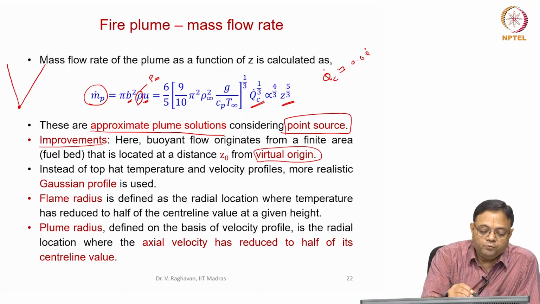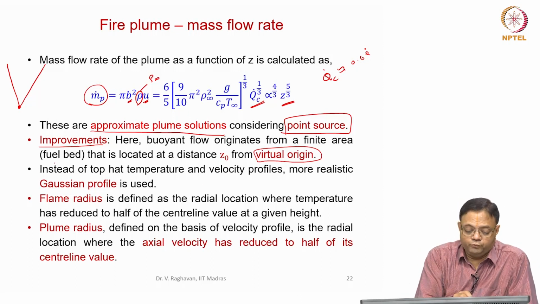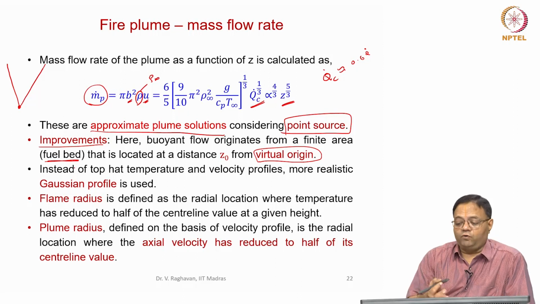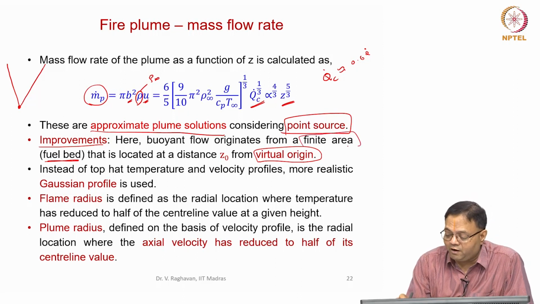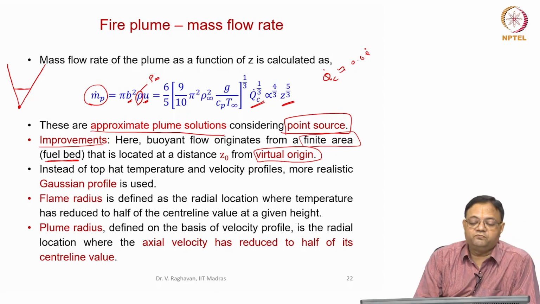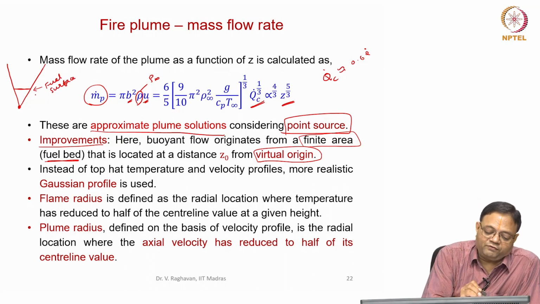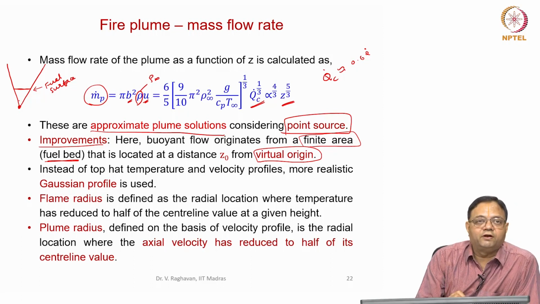Now, when fire is involved, a fuel surface is involved. That means there is a finite area for the surface. So, it may come somewhere here. You understand? So, this is the fuel surface. The fuel surface has a finite area. A point source does not have any area.